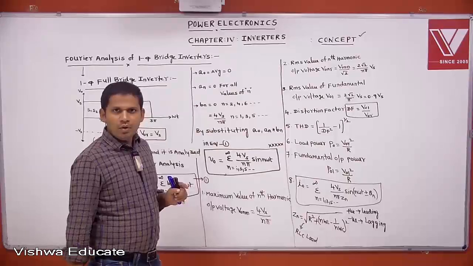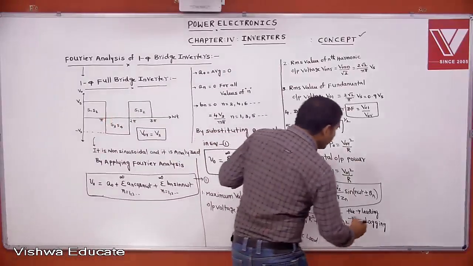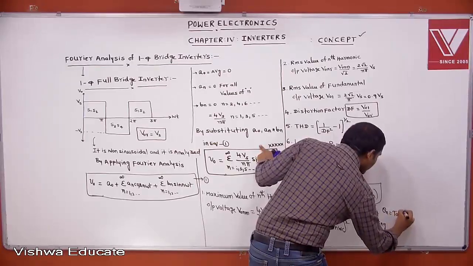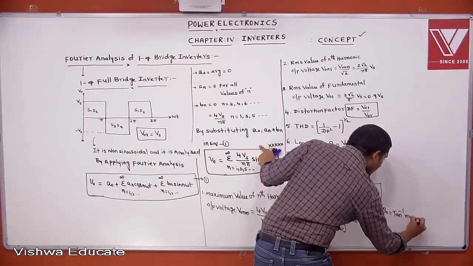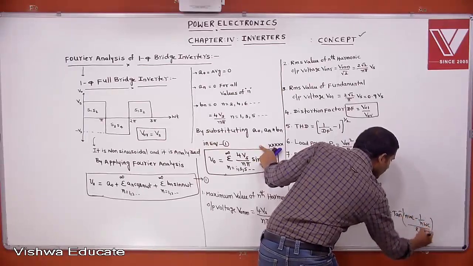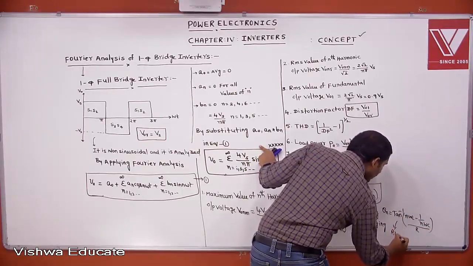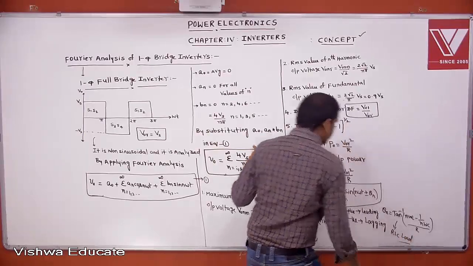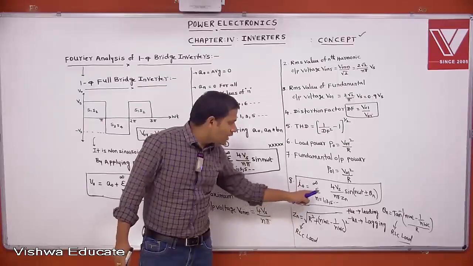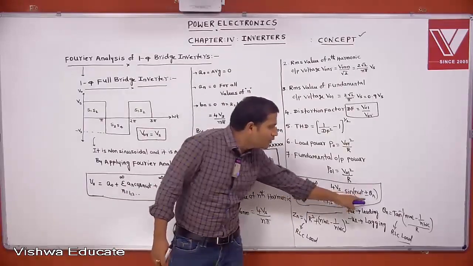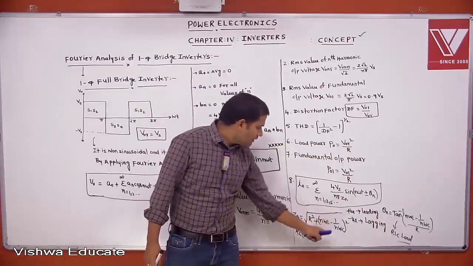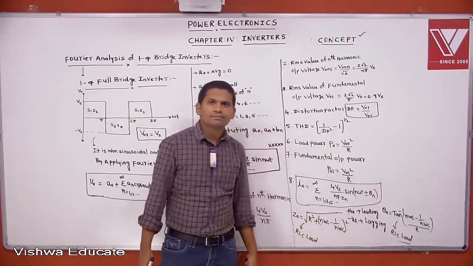Yes, we also define theta n. Then what is theta n? The value of theta n equals tan inverse of (n omega L minus 1 by n omega C) by R. This is also for which load? RLC load. This is the instantaneous output current, 4Vs by n pi Zn sin of (n omega t plus or minus theta n). This is the Zn value, and this is for RLC load, that is theta n.